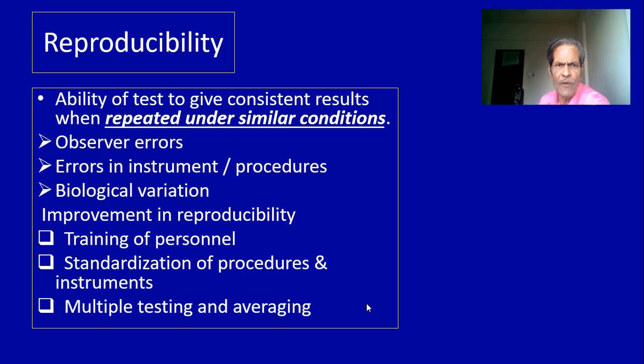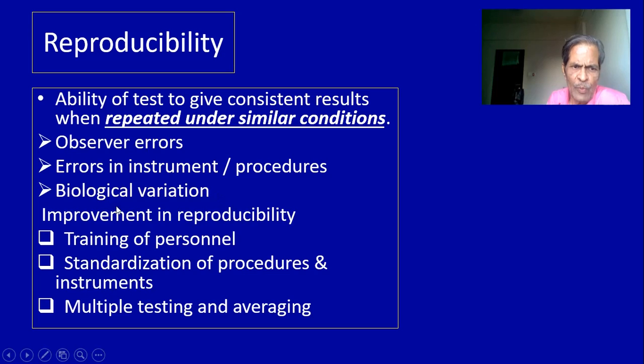Reproducibility is the ability of the test to give consistent results when repeated under similar conditions. Apart from the test per se, reproducibility will depend on certain factors like observer errors, errors in the instrument or the procedures, and biological variation. Observer means the person who is conducting that test. On his technical ability, the reproducibility will depend. So you will see that the reproducibility depends more on the extraneous factors than on the test itself.